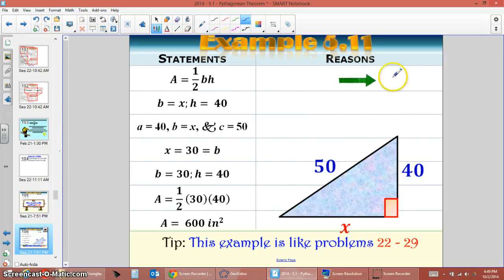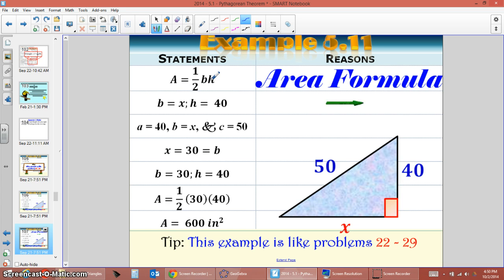So part 2 of 5.1, here's our triangle. We've got hypotenuse is 50, that's across the 90, so that's our C value. Here's our height, and here is our base. Now, what's nice about this problem is that we can notice the area of the triangle formula.